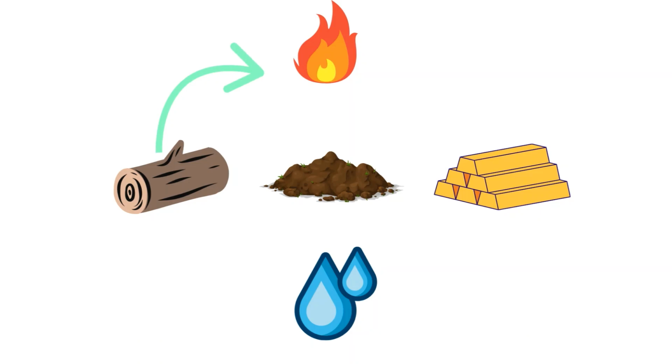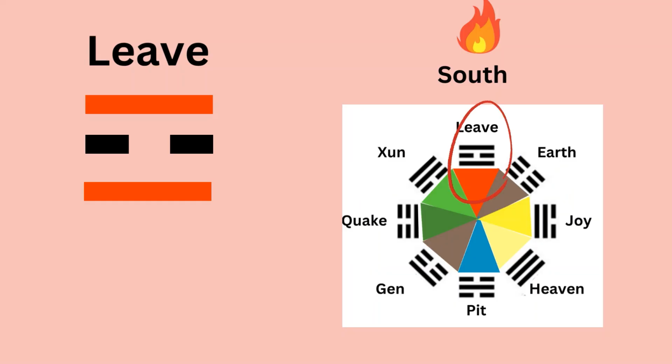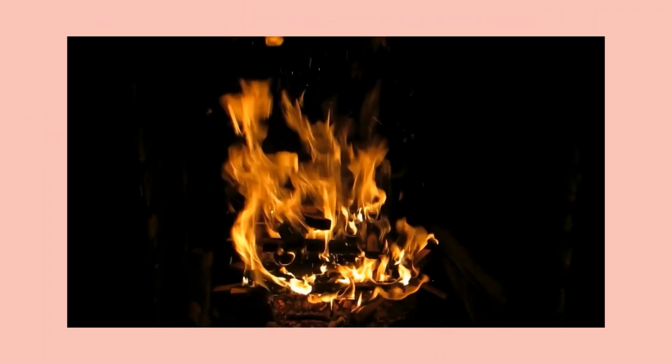Wood generates fire. Trigram leave attributes to fire. It denotes the south. Red or purple color. It represents warm weather. Summer season. Bonfire is beautiful.